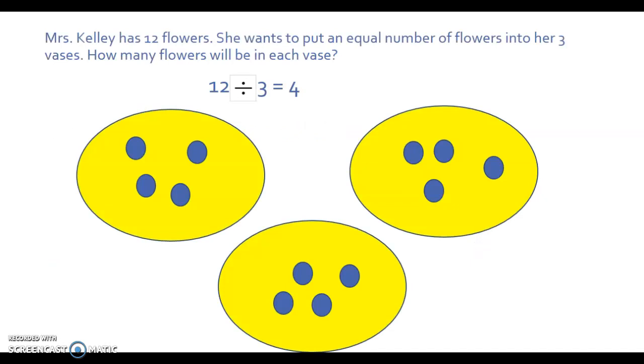Here's your solution. We got 3 groups. We had 12 flowers. 12 divided by 3 equals 4. We have 4 flowers in each vase.